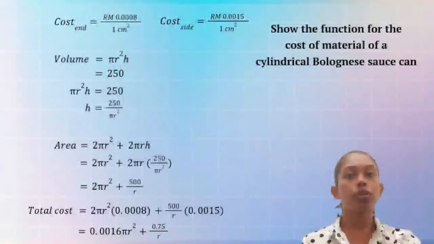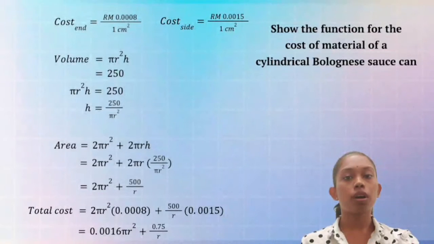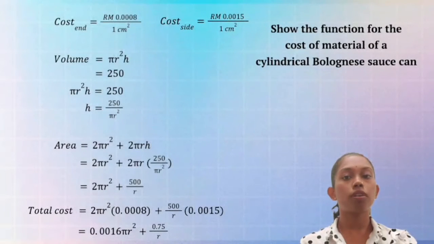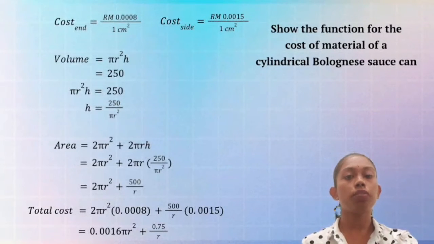And the total cost will be 2 pi r square in bracket 0.0008 plus 500 over r in bracket 0.0015, equals 0.0016 pi r square plus 0.75 over r.